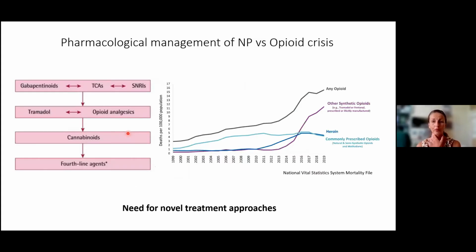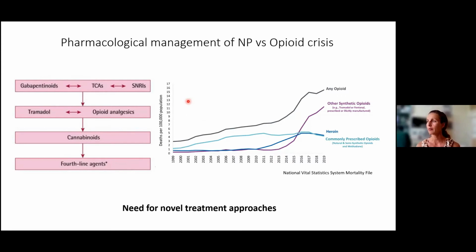So as I say, the treatment options are limited, and for those chronic patients with a severe pain, there are several levels of the suggested pharmacological medication. The first level is usually gabapentinoids or tricyclic antidepressants. The second one is stronger, the opioid analgesics, then cannabinoids, and then the fourth-line agents that may not be primarily developed to treat the pain, but they may help with the depression or sleep disorder and stuff like that.